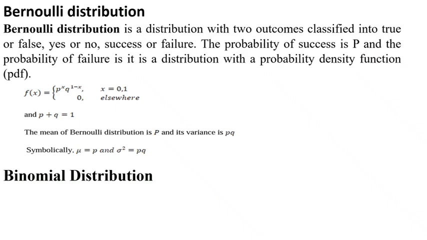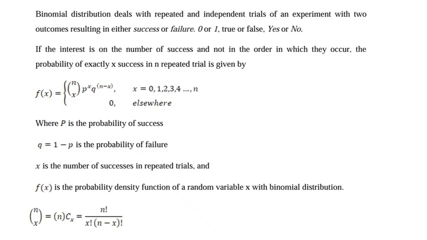The second one is the binomial distribution. Binomial distribution deals with repeated and independent trials of an experiment with two outcomes. Like in Bernoulli, it's just a single trial, where we get either success or failure, yes or no, true or false. But in binomial, we have repeated and independent trials of an experiment with two outcomes. In Bernoulli, we don't repeat, just one.